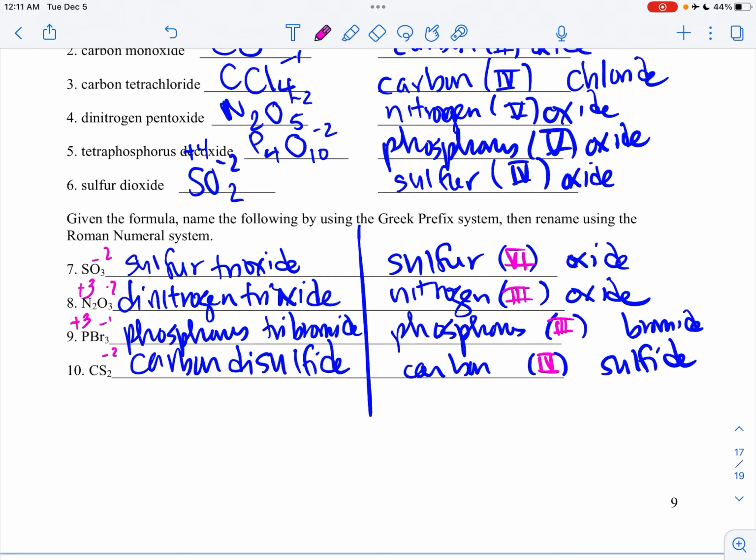All right, so Greek naming system, again, sort of an antiquated system, but still might see it somewhere. All right, thanks.